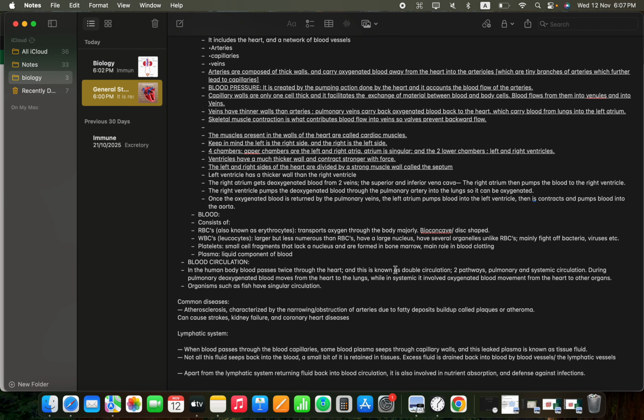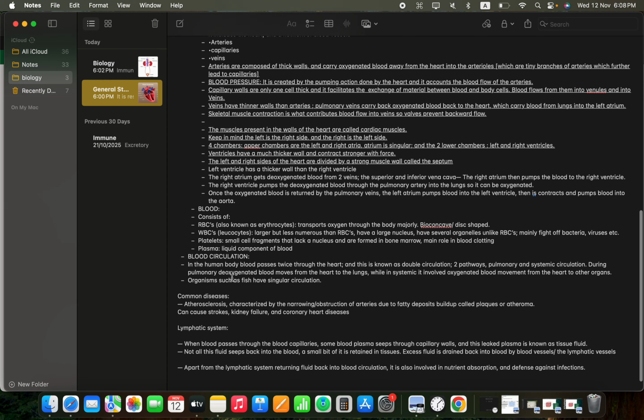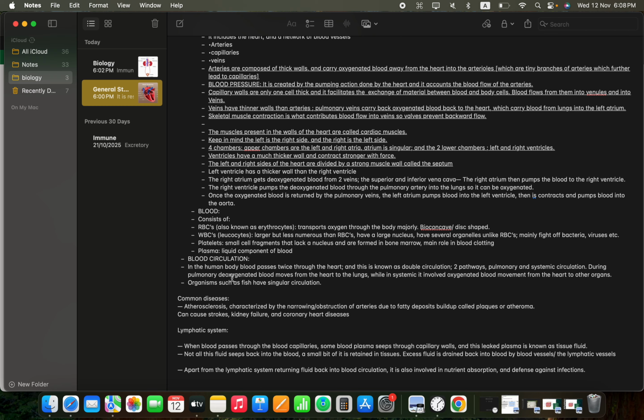So keep in mind the red blood cell lacks a nucleus and several organelles, which makes it easier for it to flow into capillaries and the blood vessels in general. Then we have platelets. Platelets are small cell fragments that lack a nucleus and are formed in bone marrow, and their main role is in blood clotting. And then plasma. Plasma is the liquid component of blood, the liquid medium for blood to flow in. And we have blood circulation after that. In the human body, blood passes twice through the heart, and this is known as double circulation.